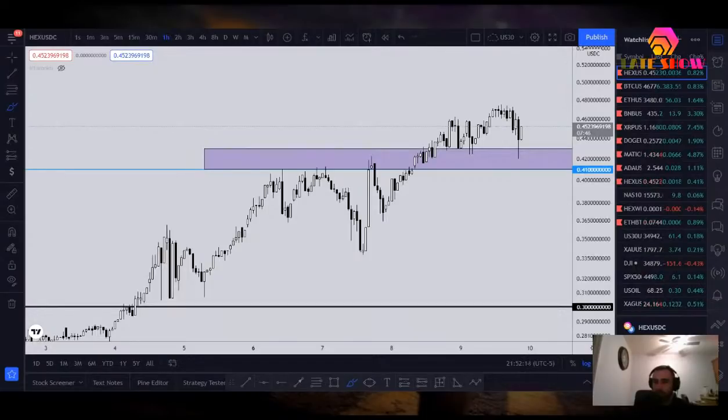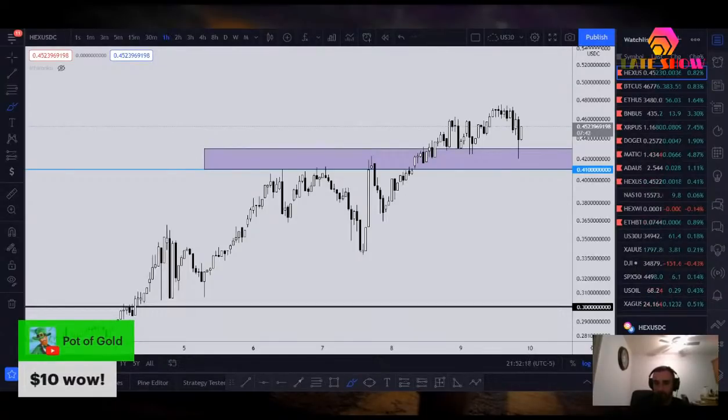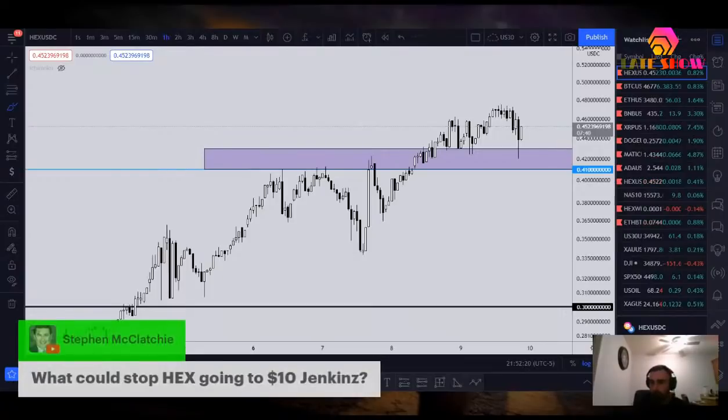But yeah. So I see the $10 comments. What can stop Hex from going to $10? Nothing. Nothing's going to stop Hex from going up. The only thing that might not happen is it happening in a year, but I would put my money on it happening in a year at this rate. There's nothing out there that's going to stop it regardless. It's a matter of time. I mean, Hex is going to be expensive one day. You guys are early today. I love it.